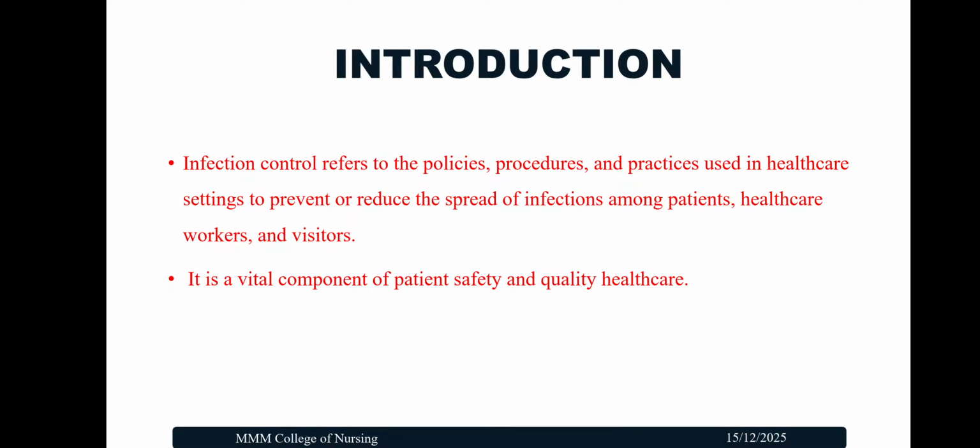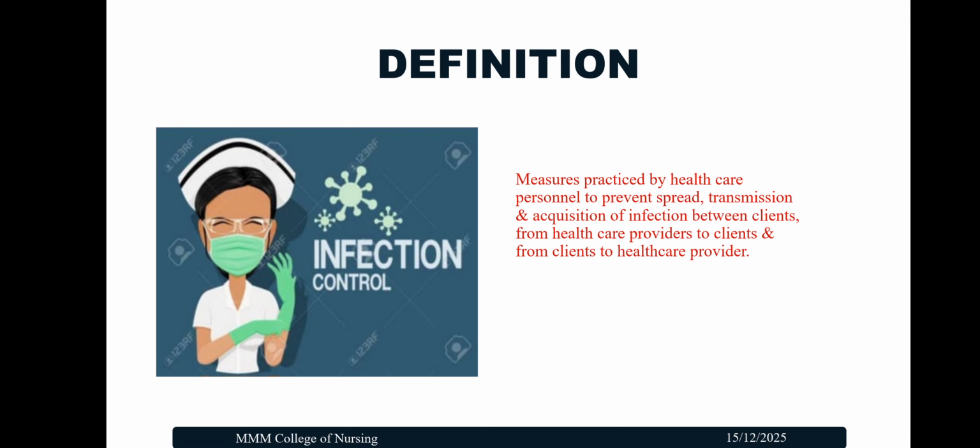The main aim of infection control is to prevent patients from getting hospital acquired infection, protect healthcare workers from infection and prevent cross infection, that is spread of infection from one person to another. We'll move on to the definition.